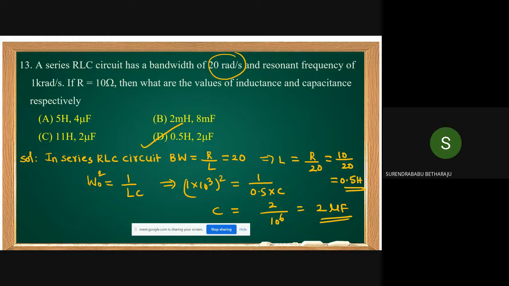You want to remember this simple formula: bandwidth equals R by L. Friends, from a network theory point of view, we can easily answer questions from two-port networks, coupled circuits, resonance, and even AC analysis. But if you want to answer questions on fundamentals and transients, more practice is required. The remaining topics, even three-phase circuits, we can easily answer.